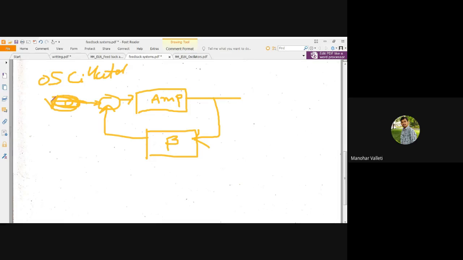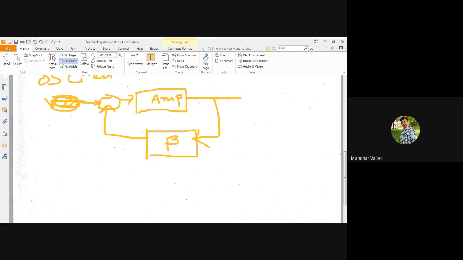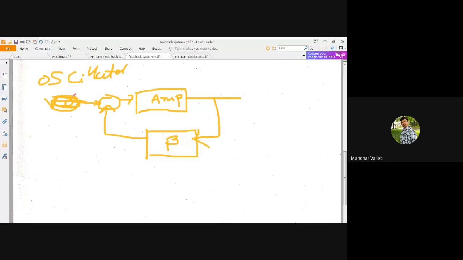So please note, for oscillator the applied input won't be there. This won't be there. For oscillator application, this won't be there. We'll just see. You may ask, sir, how it will generate all those things. We will see.